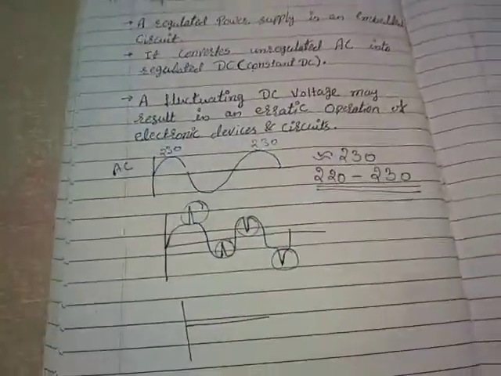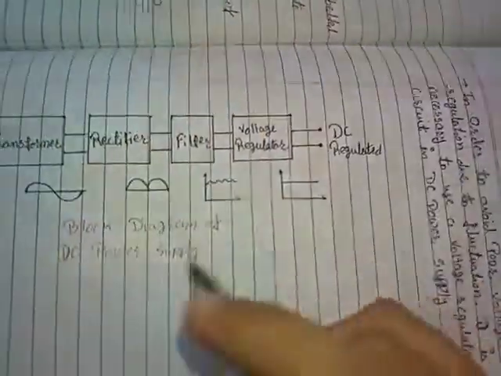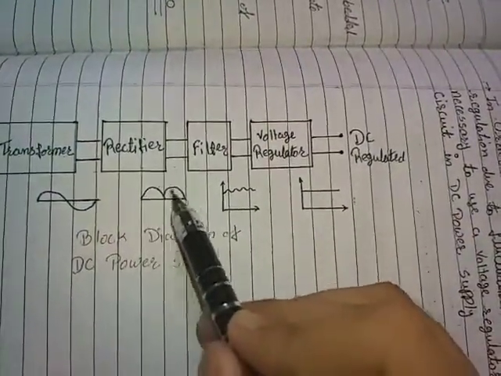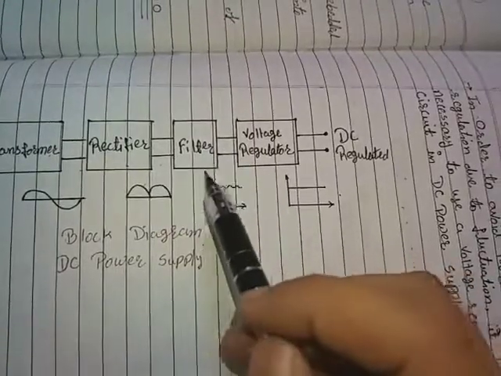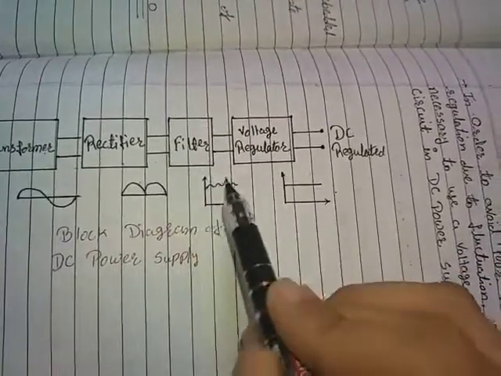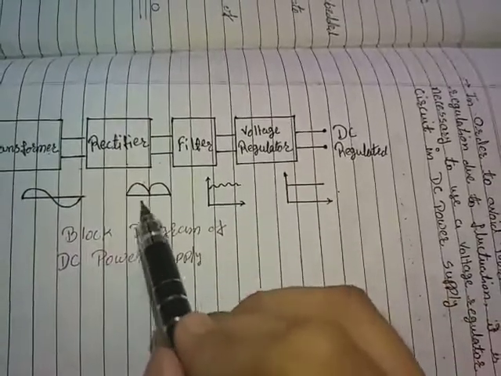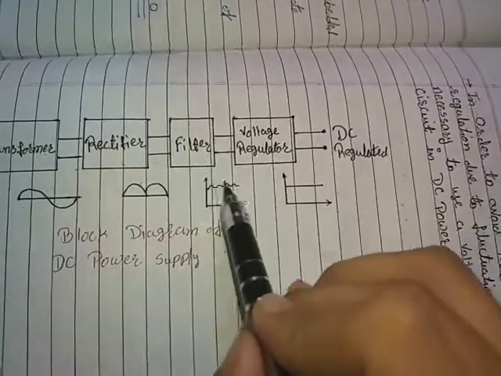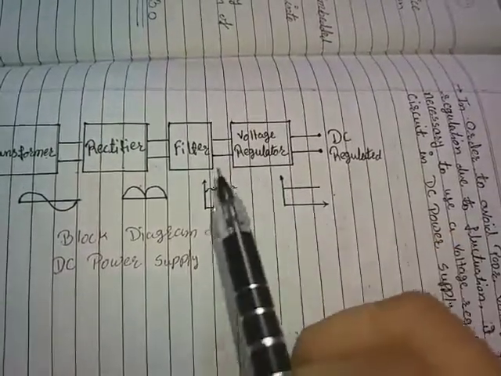It looks like more of a straight line. As we studied, DC is just a straight line. And here, what we get? A pulsating DC from the rectifier. So what does the filter do? The filter does the smoothing work. It smooths the pulsating DC.